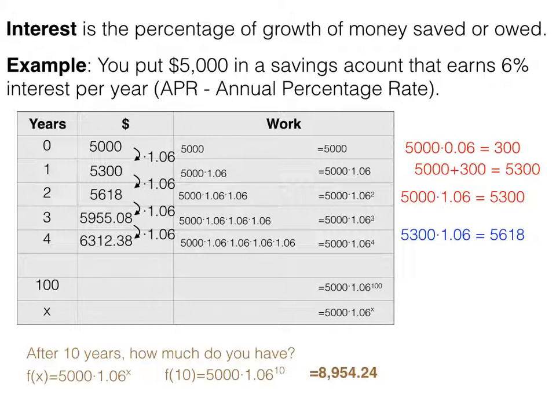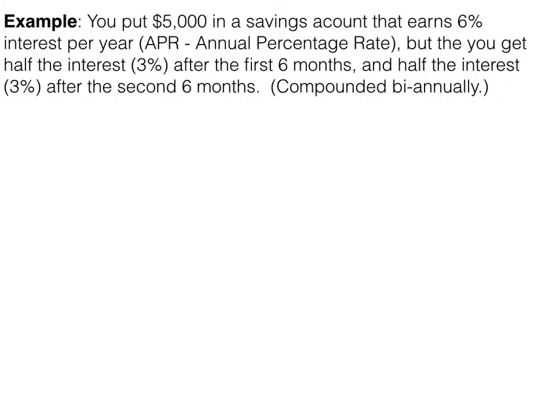But this next part, while you did it in class once, you may not have quite understood it. So let's say we have the same exact situation, except this time we're going to get half the interest, or 3%, after the first 6 months, and half the interest, 3%, after the second 6 months. This is called compounded biannually, or twice per year.